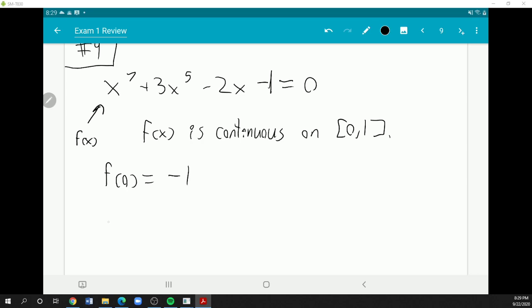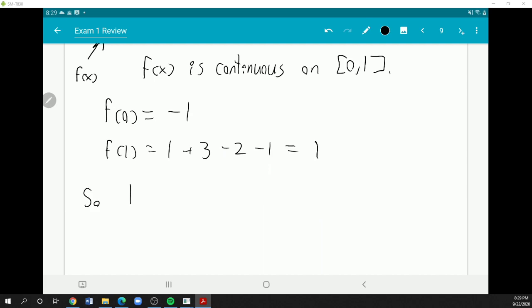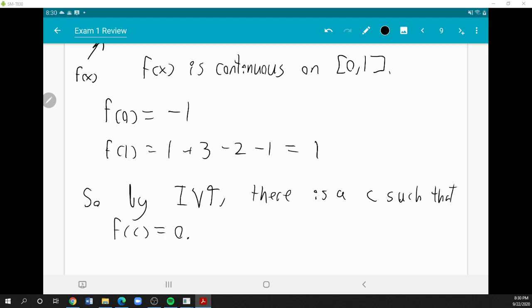So f of 0 is -1, f of 1 is 1 plus 3 minus 2 minus 1 equals 1. So I have f of 0 is -1, f of 1 is 1. So by the intermediate value theorem, there is a c such that f of c is equal to 0, which is exactly what we want. So we've done it. We've shown that there's a root.